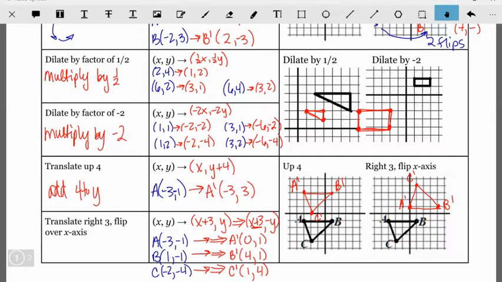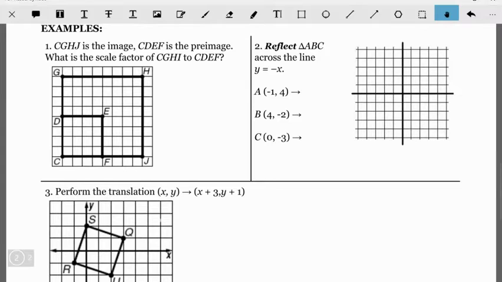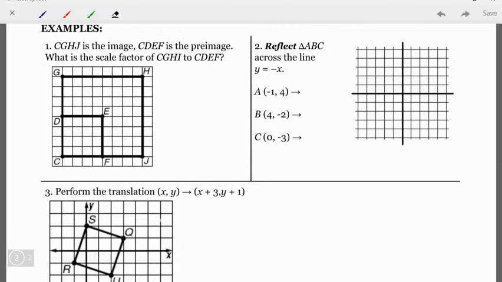All right, let's look at some practice problems. Number 1, CGHJ. So our big square is the image, CDEF is the pre-image. So which one is the first picture that was drawn? Okay, pre-image is our starting figure. So pre-image is what we started with. The image is what we finish with.